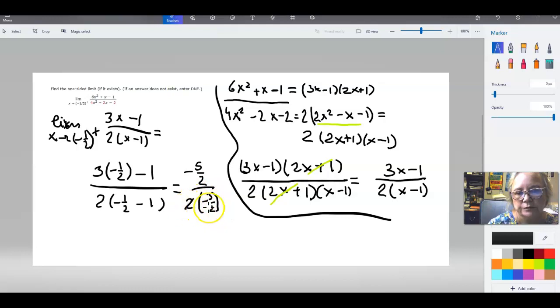So we reduce like so, and we have the next step: negative 5/2 divided by negative 3, so the result is positive 5/6. That's the answer.